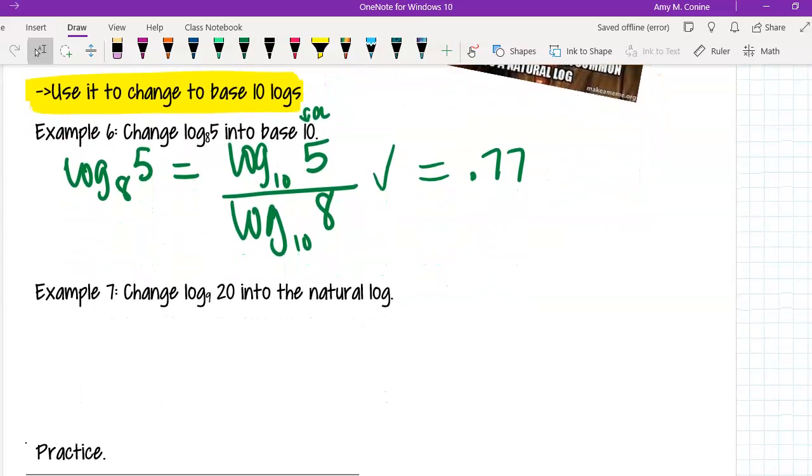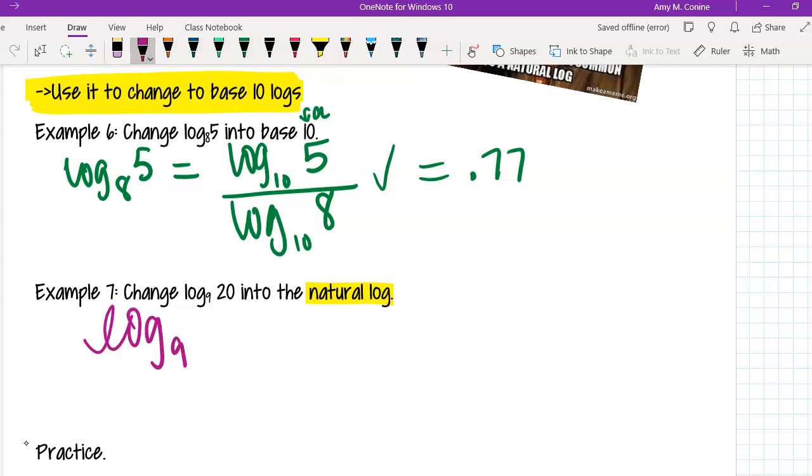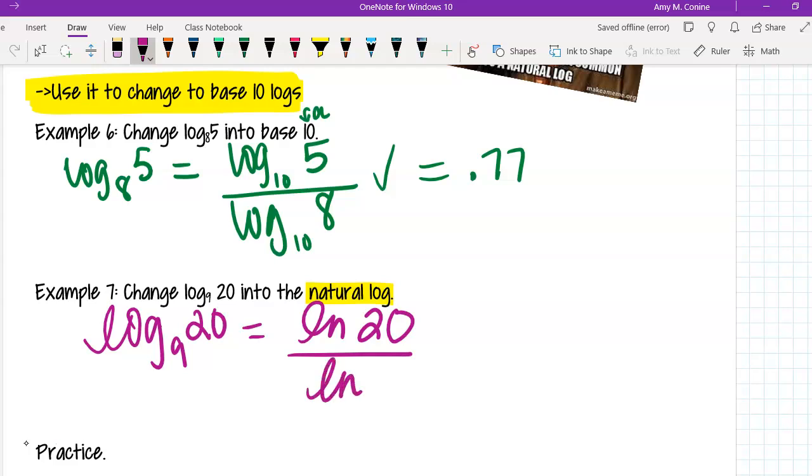So if we're doing example 7, we're changing log base 9 of 20 into a natural log. So we can also change into a natural log, and we can do this the same way. So log base 9 of 20 is the natural log of 20 divided by the natural log of 9. And you would leave it like this without a calculator, but with a calculator, you would give me the answer, which is approximately 1.36. Okay.